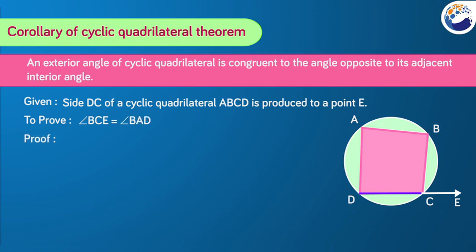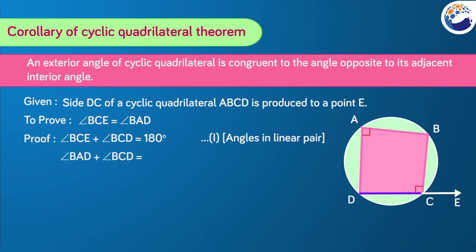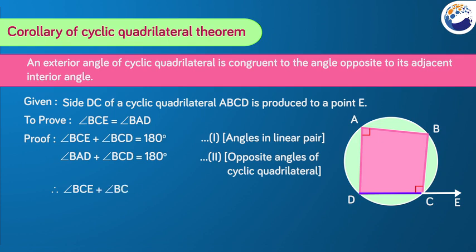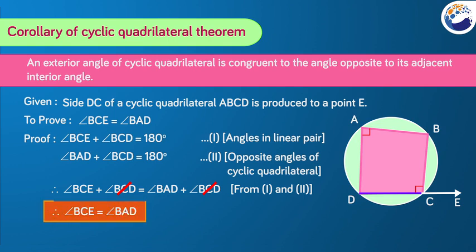Proof. Angle BCE plus angle BCD is equal to 180 degree. Equation 1. Angles in linear pair. Angle BAD plus angle BCD is equal to 180 degree. Equation 2. Opposite angles of cyclic quadrilateral. Therefore, angle BCE plus angle BCD is equal to angle BAD plus angle BCD from equation 1 and 2. Therefore, angle BCE is equal to angle BAD.